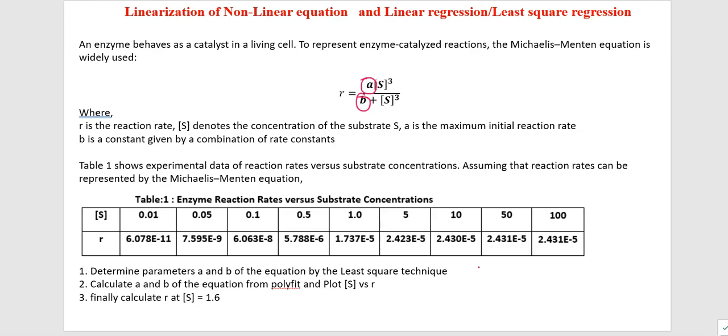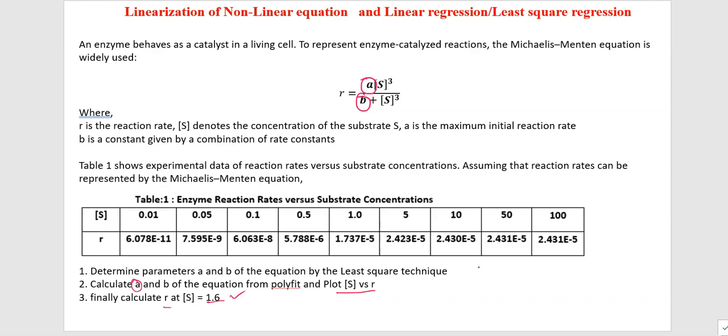Similar things we can get if we fit all this data by using the inbuilt function polyfit. We can get A and B, calculate the A and B equation from polyfit, and plot S versus R, and finally calculate R at S equal to 1.6. So what will be the reaction rate at S equal to 1.6? That we have to calculate.